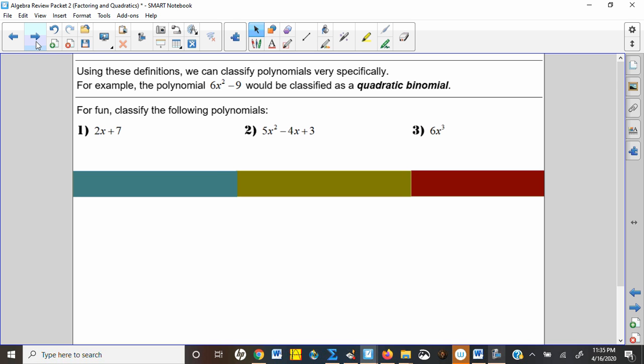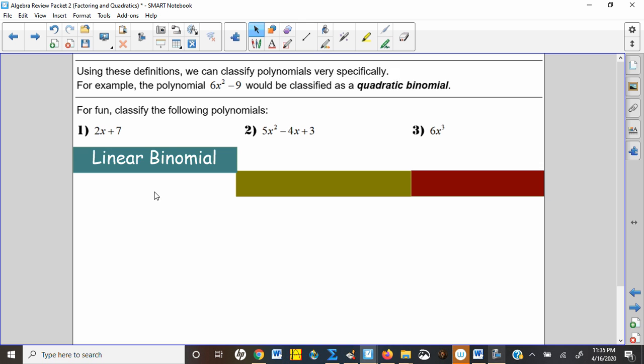All right, so we are now at the bottom of page 1 of your packet. These are just some examples. You can check really quick. How would you classify these? Well, this has 2 terms, so it's a binomial. It has a top degree of 1, so that would be a linear binomial, right?